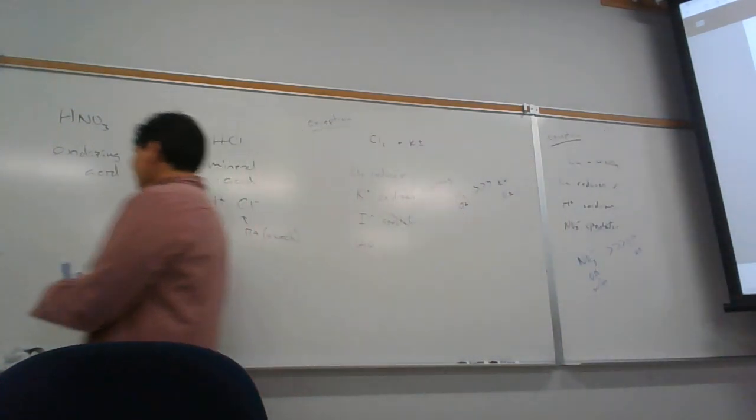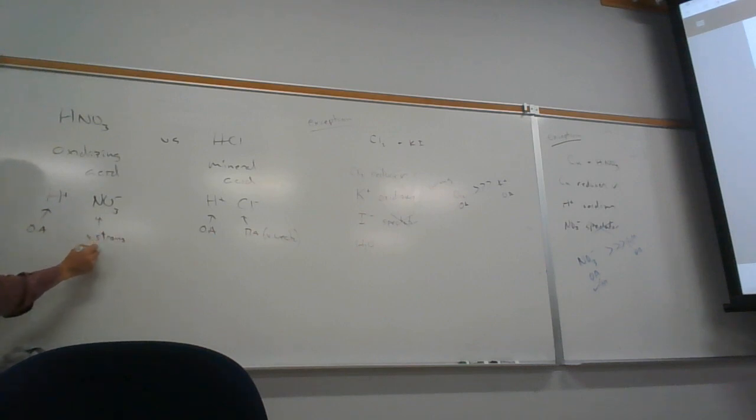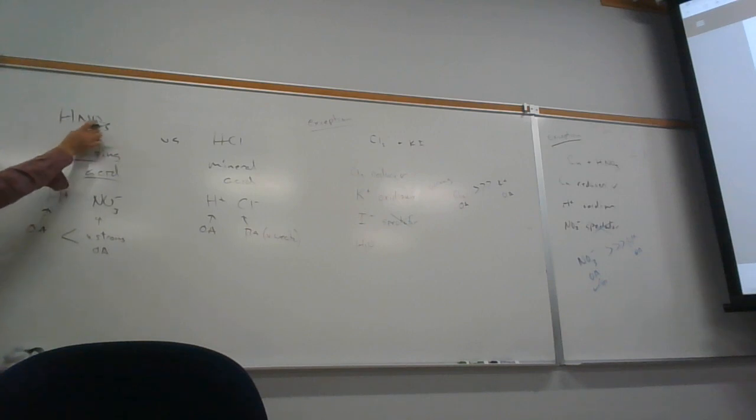Whereas when we break down nitric acid, H plus, this is an oxidizer, but nitrate is a very strong oxidizer. In fact, nitrate is stronger than H plus. So this is why we call it an oxidizing acid. Oxidizing acid is not just H plus, but the anion. The anion is very reactive. Nitrate's not a spectator.